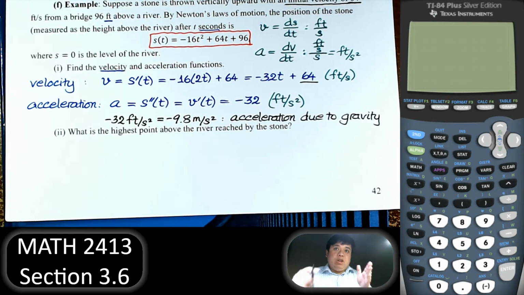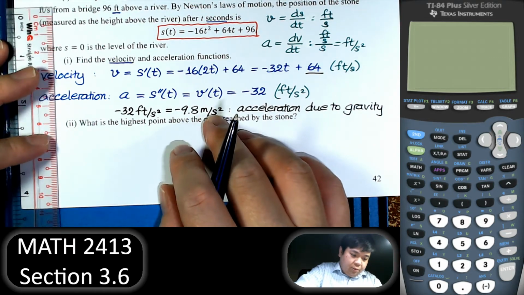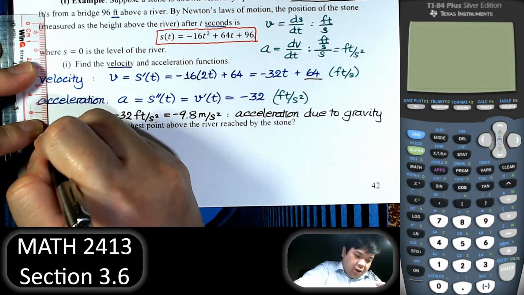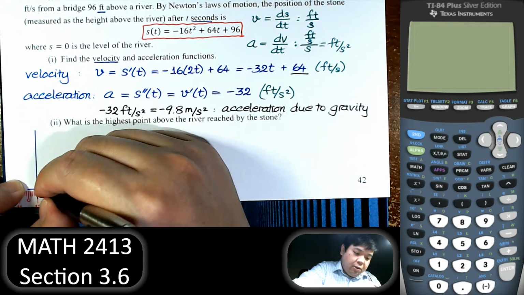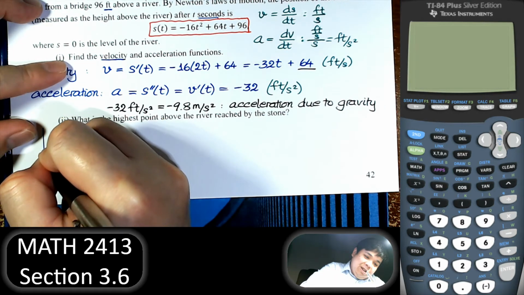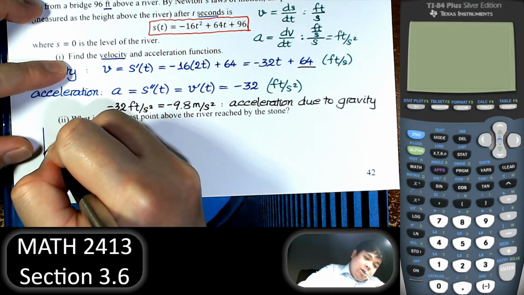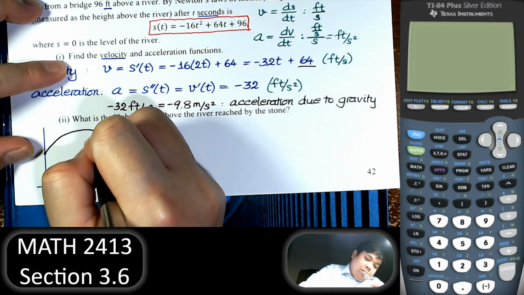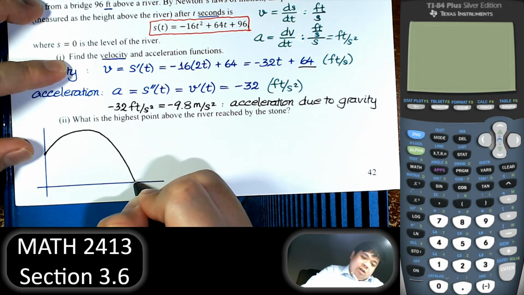Even though the object is thrown vertically upward, if we draw that as a function of time, time will be the horizontal axis. So if we want to draw this as a function of time, we start from 96 feet above the river and it is thrown up. So it's going up, and then gravity pulls it down, and it hits the river at this point.